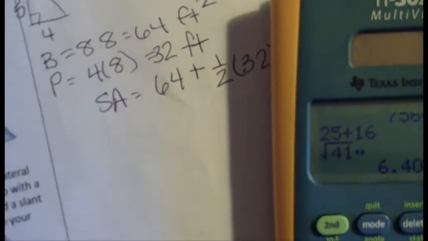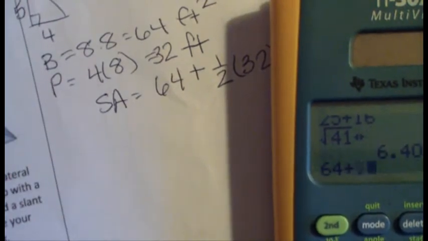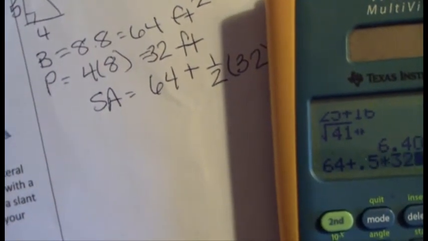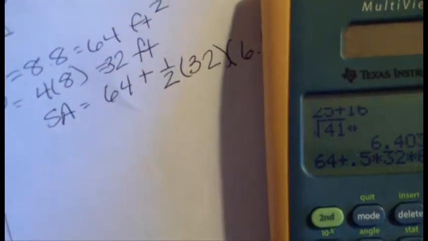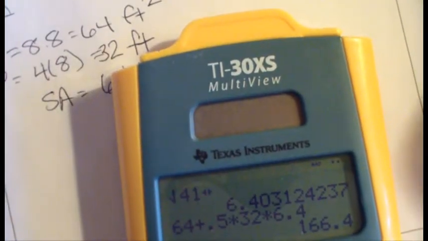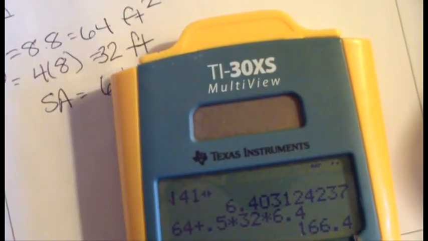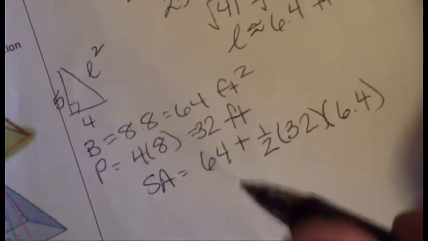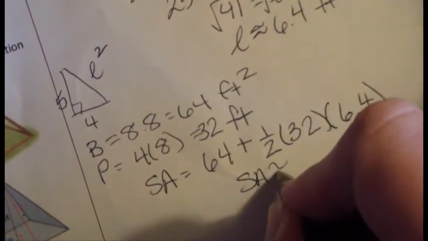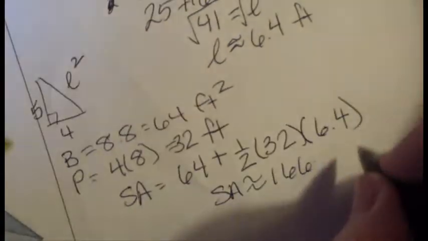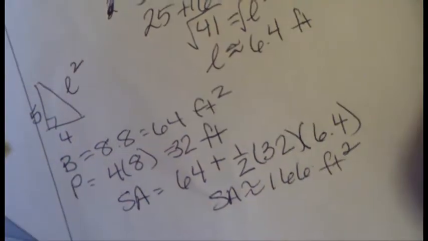So let's plug that into our calculator. 64 plus 1/2 times 32 times 6.4. Round it to the nearest whole number, so approximately 166 feet squared.